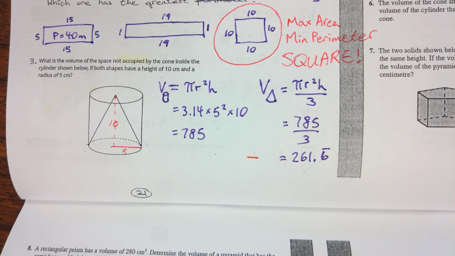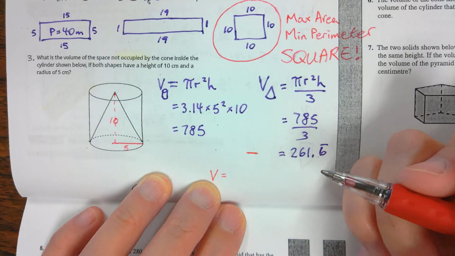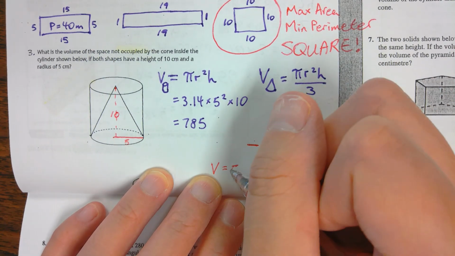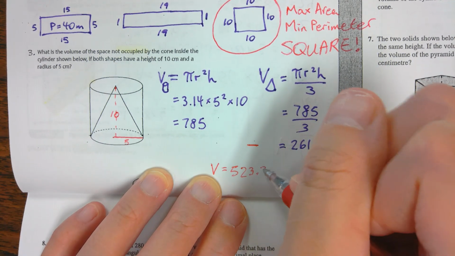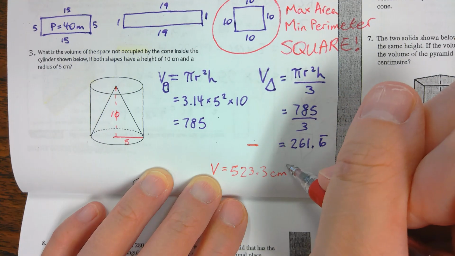When I subtract the two volumes, I get the volume of the space that's not occupied by the shapes, 523.3 centimeters cubed.